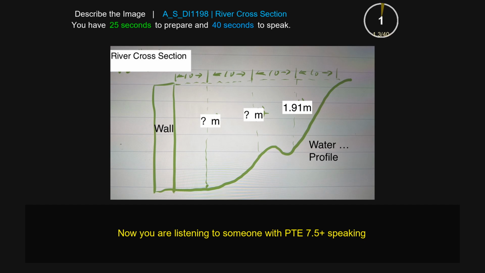The display image gives the information about river cross-section. As we can observe, on the y-axis there is wall and x-axis is water. On the first, near the wall, there is a meter with question mark. On the second side there is also meter. On the water profile side there is 1.9 meter. There are different types of section that are converted in the water river. The display image gives the information about river cross-section.